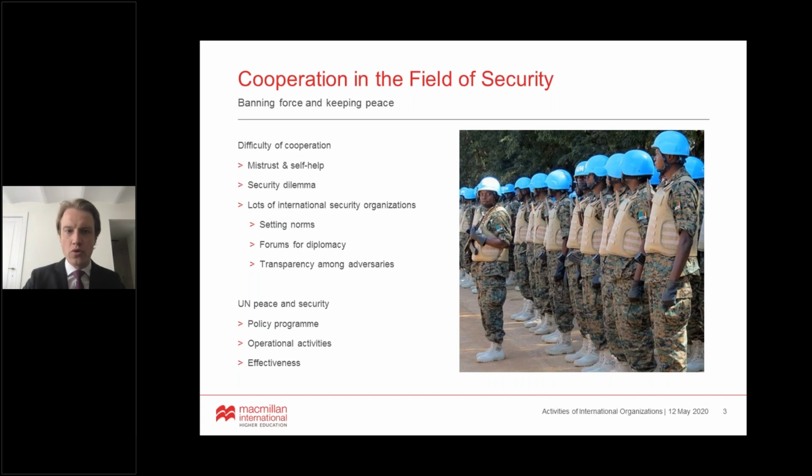I'm looking at the policy programs of the UN in peace and security, so the types of rules and regulations that the UN has established when it comes to security matters. I'll be looking then a bit longer into the operational activities. So how the UN tries to peacefully settle conflict, how the UN engages in peace enforcement, how the UN engages in peacekeeping, and finally I'll be talking a bit about the effectiveness of these types of operations by the UN. So the general focus here is really on the field of peace and security, and I'm looking particularly today at the role of the United Nations in this area.